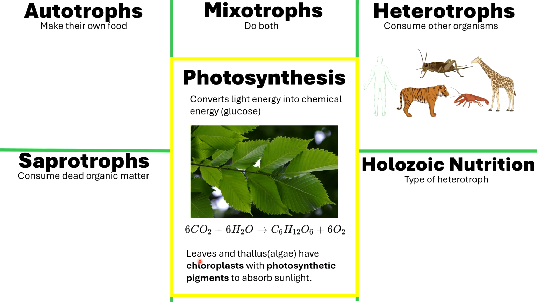This happens in the leaves of plants, and in the structure called a thallus in algae. These have chloroplasts with photosynthetic pigments. It is chlorophyll, that's the pigment, that absorbs the sunlight.